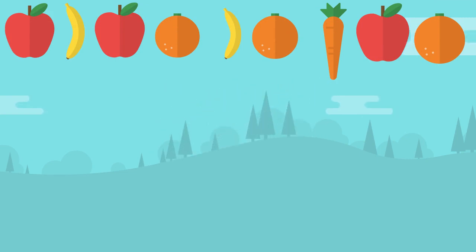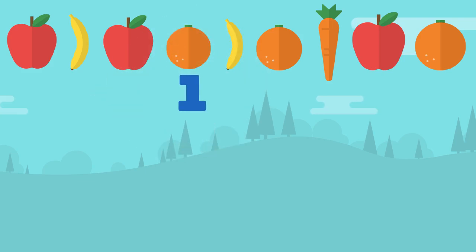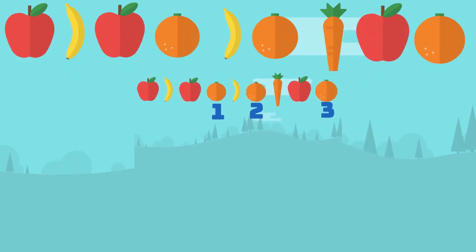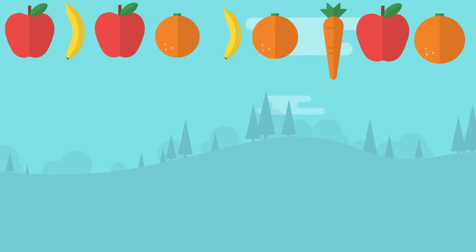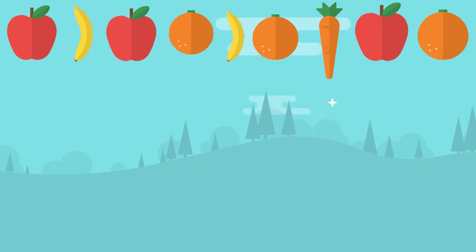How many oranges can you see? 1, 2, 3. I can see 3 oranges. How many carrots can you see? 1. I can see 1 carrot.